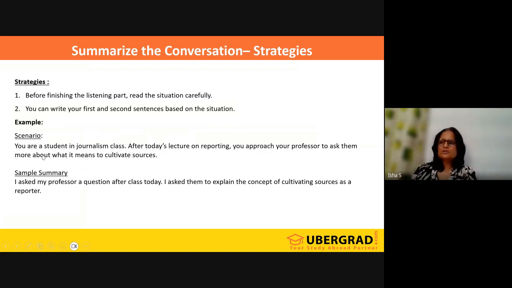Based on this, you don't have to think too much. You just need to summarize this statement. When you are summarizing, make sure you are not copying the same statement. You have to do your own paraphrasing. Paraphrasing is describing something in your own words without disturbing the core message. What is the sample summary here? I asked my professor a question after class today. I asked them to explain the concept of cultivating sources as a reporter.